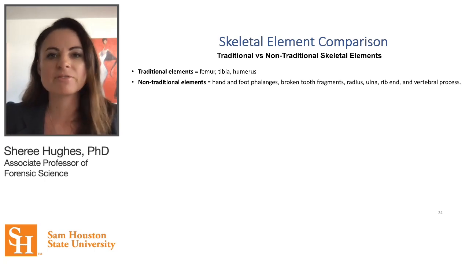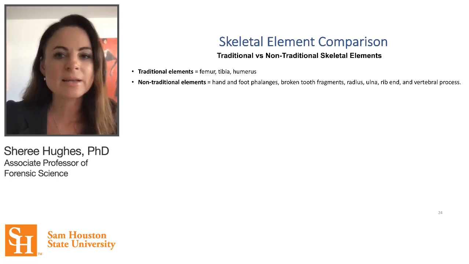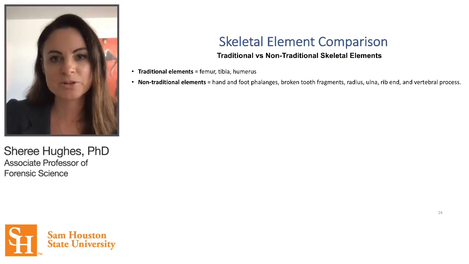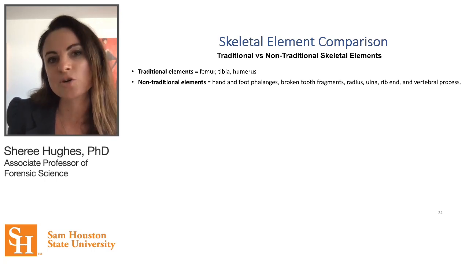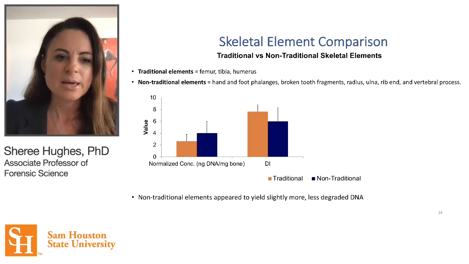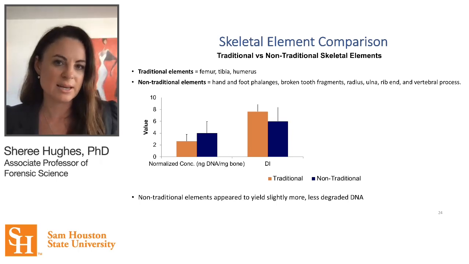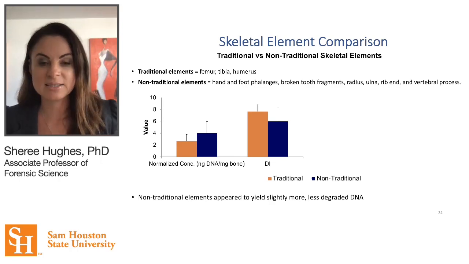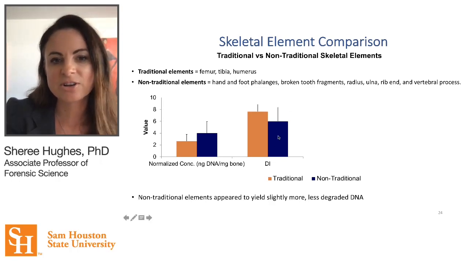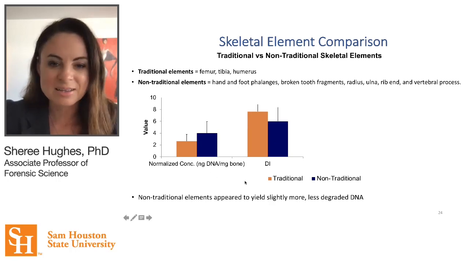So your hand and feet phalanges, your fingers and toes, your carpals and metatarsals, broken tooth fragments, your vertebra, rib ends, other bones within the body that wouldn't traditionally be your first choice. And what we found is that non-traditional elements appeared to be yielding slightly more DNA and slightly less degraded DNA, as you can see from the slightly lower DI and quant values. However, these were not statistically significant in any way.